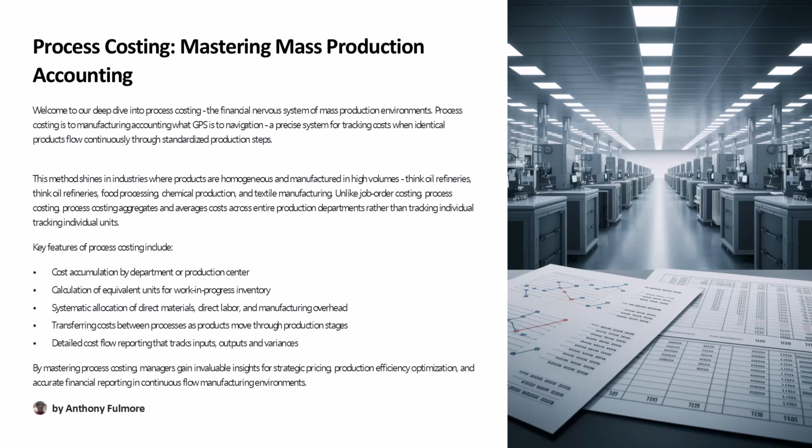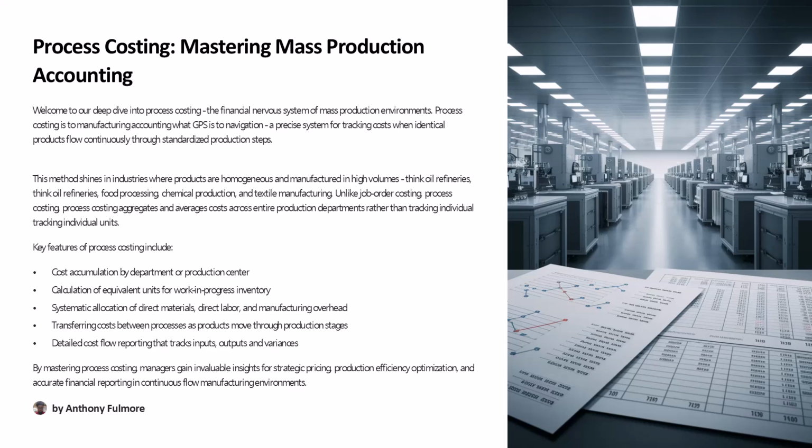Imagine trying to track individual gallons of paint in a batch of 10,000 gallons. Madness. Process costing says, let's track the entire batch as it moves through mixing, coloring, and packaging departments. To learn accounting, you must do accounting. And nowhere is this more true than in process costing, where theory meets the continuous production lines of modern manufacturing.